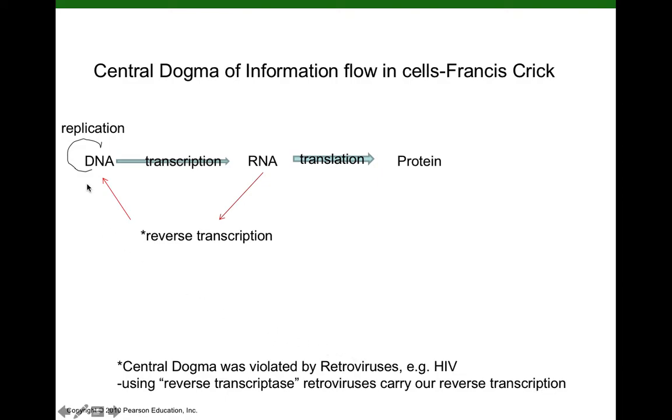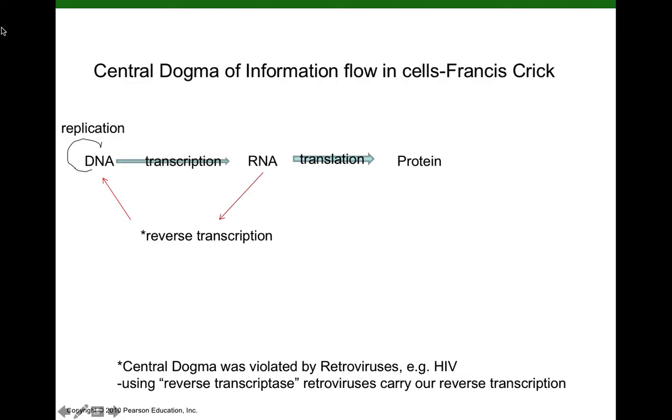We need some vocabulary, so I'm going to be using the term template, T-E-M-P-L-A-T-E, and a template is a guide. So when we're describing information flow, we always ask, what is the template and what is being made? And we want to recognize that these processes will be carried out by DNA polymerases and RNA polymerases when we're making copies of DNA or making RNA.